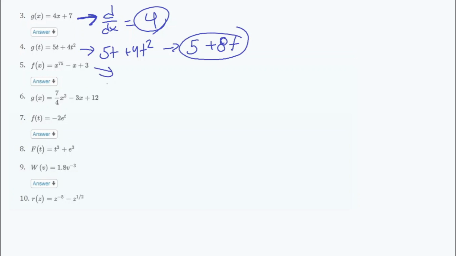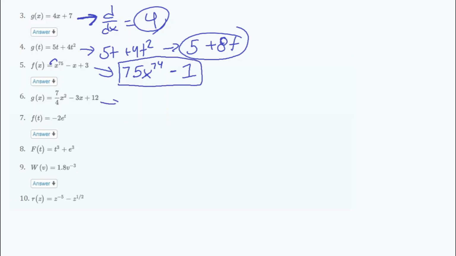Number 5 is going to be another power rule. So we're going to bring 75 to the front, so it's going to be 75x. And then the exponent is going to be subtracted by 1. So it's going to be 75x to the 74th power, minus 1 because the derivative of x is going to be 1. That's going to be our answer there.